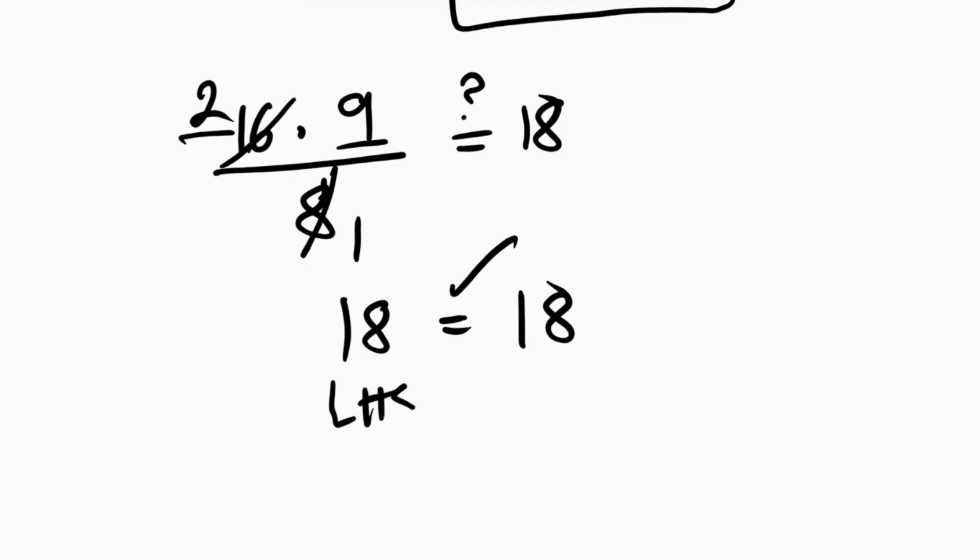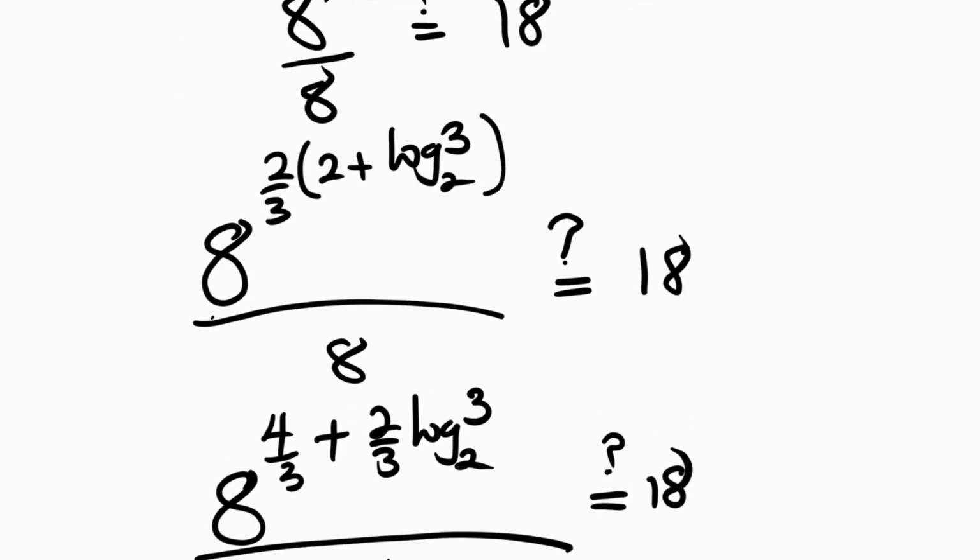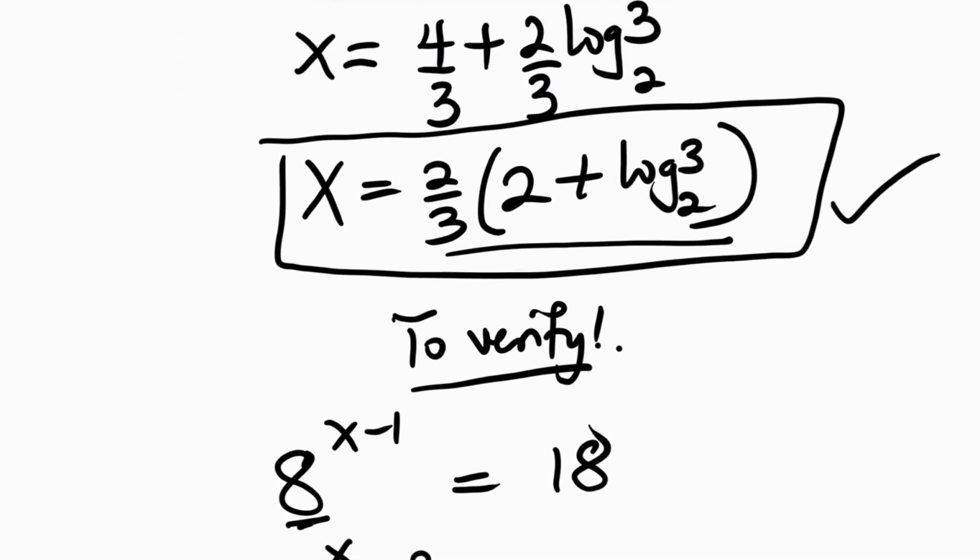So we see our left-hand side is equal to our right-hand side. So this simply means that the solution to the question which we got earlier, x equals 2 over 3 times the bracket 2 plus log 3 base 2, is the correct answer, the correct solution to this question.